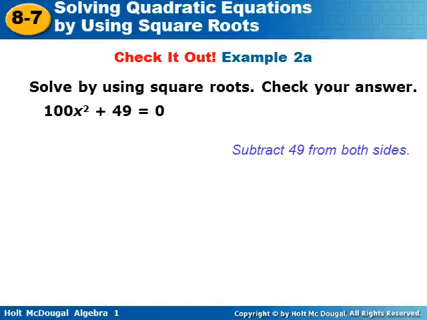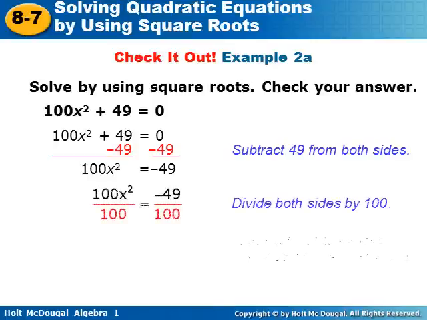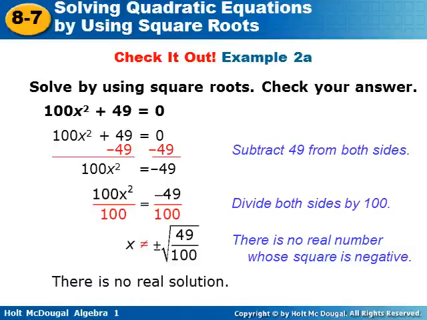So we're going to subtract 49 from both sides, and we get 100x squared equals -49. And then we're going to divide both sides by 100. Remember, we're trying to isolate the x squared. And we get x squared equals -49/100. But when we take the square root of both sides, that means it's plus or minus the square root of -49/100. And there's no real number whose square is negative, so there's no real solution.